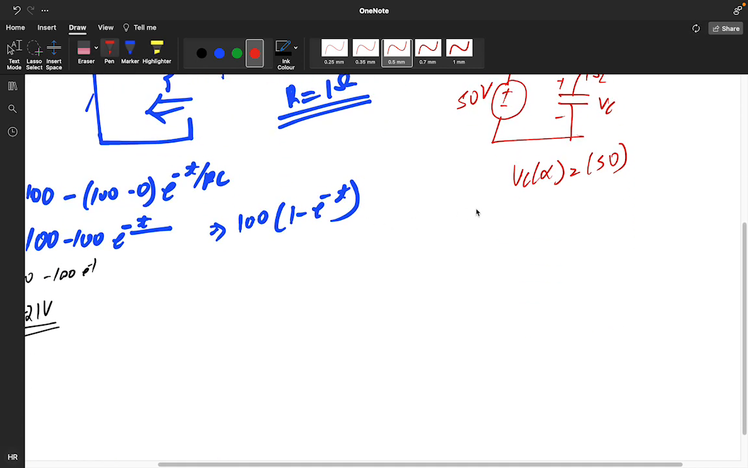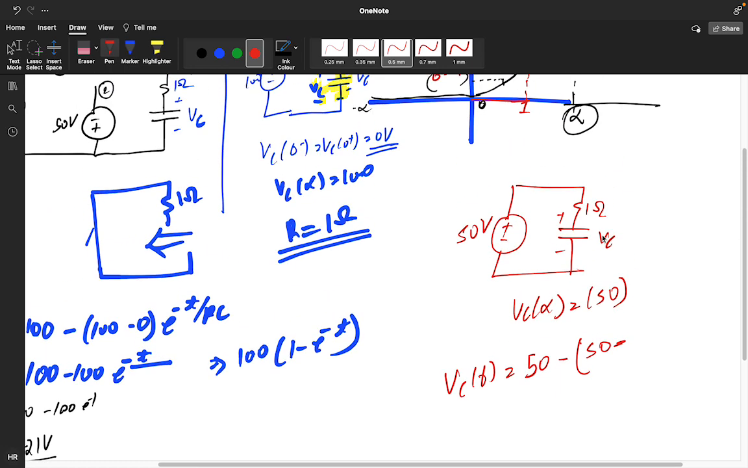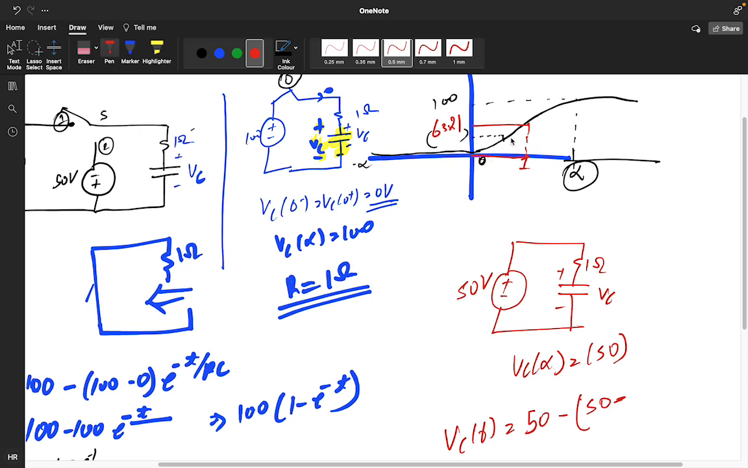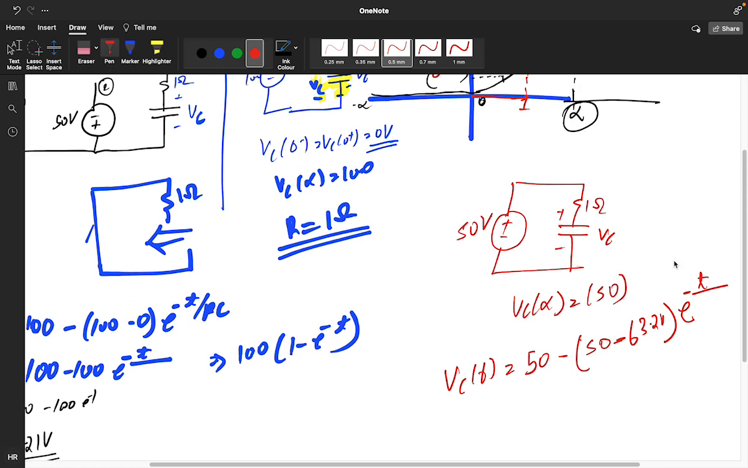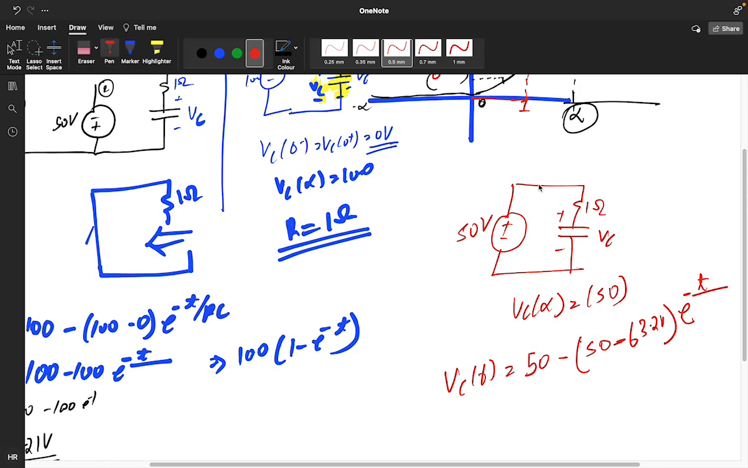So you are getting a new equation: Vc of t is equal to 50 minus (Vc of infinity minus Vc of 1 second), because the capacitor will not allow a sudden change of voltage. At 1 second the voltage of that capacitor was 63.21, so we have to write 63.21 only, and e power minus t by RC. R equivalent will be how much? Now your final circuit looks like this, so you have 1 only. So 1 into C is 1.